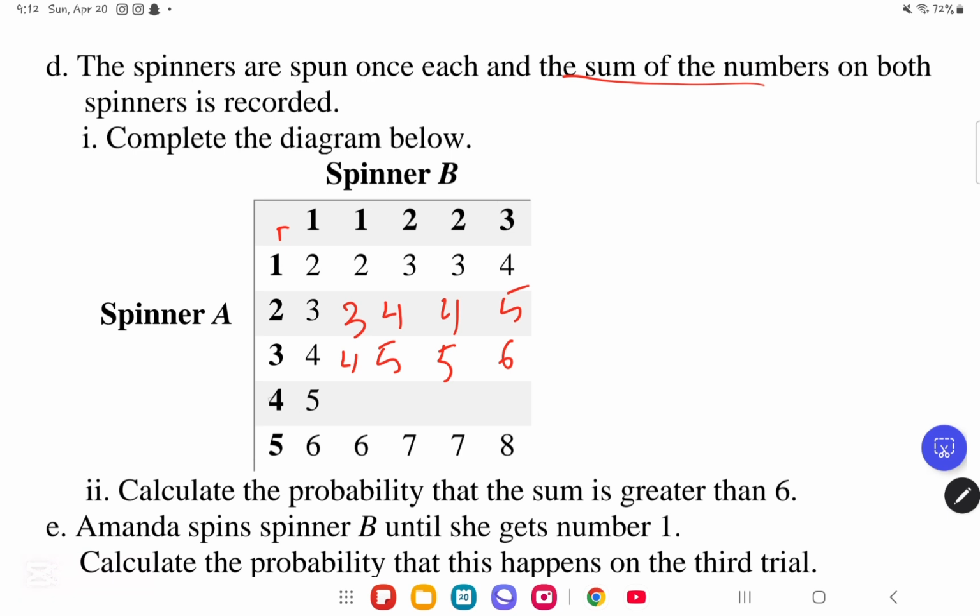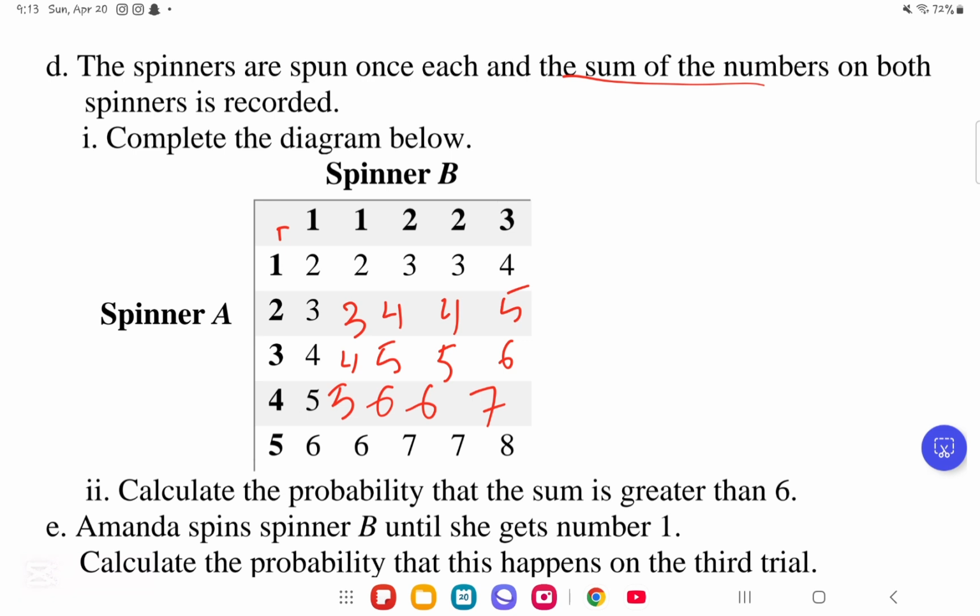4 plus 1 is 5. 4 plus 1 is 5 again. 4 plus 2 is 6. 4 plus 2 is 6 again. And then 4 plus 3 is 7. So 4, 5, 5, 6, 6, 7. And then the last one is done for us. So that is part D.